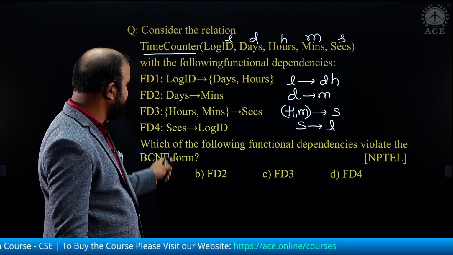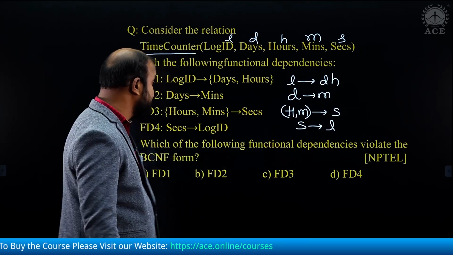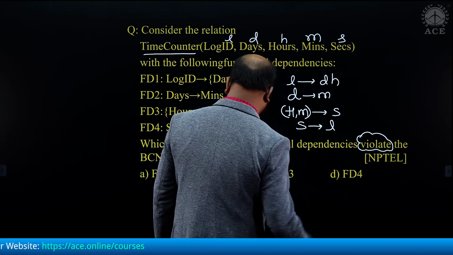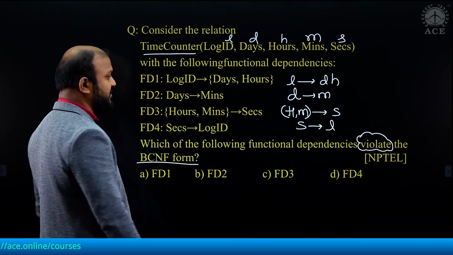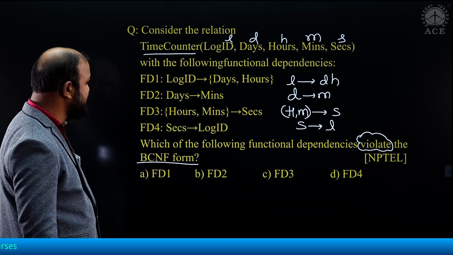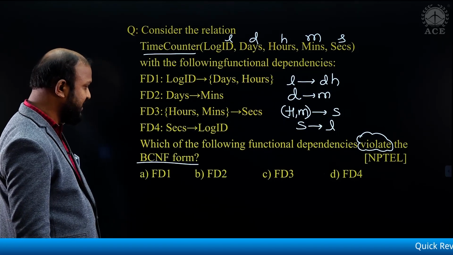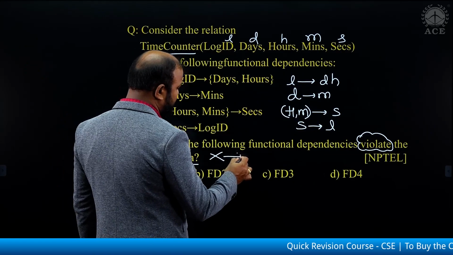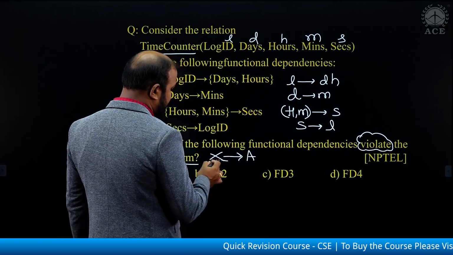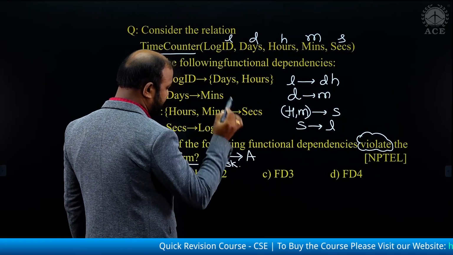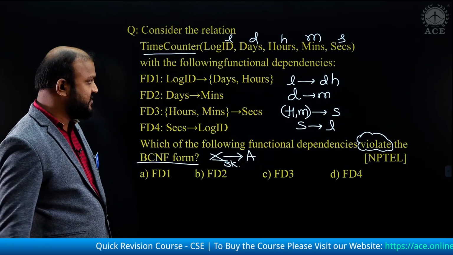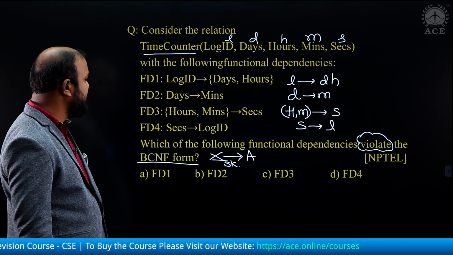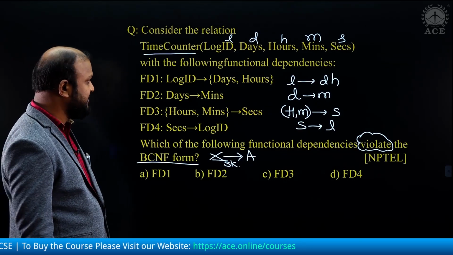Now the question is again, which of the following functional dependencies violate the BCNF normal form? Now recollect, what does BCNF require? If X to A is a dependency, it requires that X should be a super key, whatever A may be on the right hand side. So if the left hand side is a super key, then we can say the dependency is satisfying BCNF.